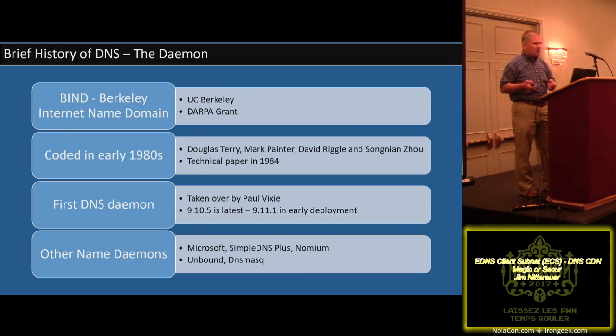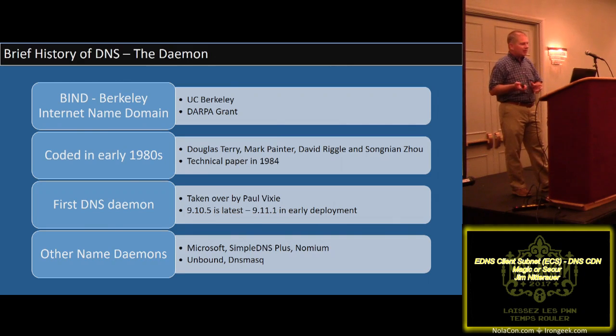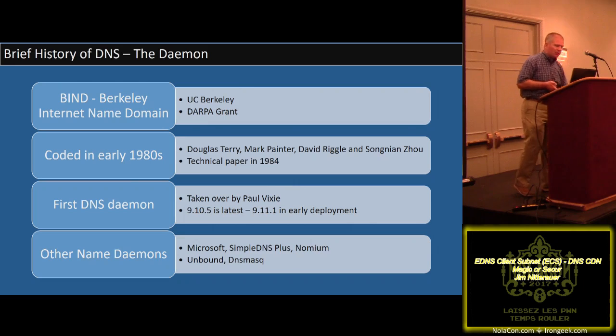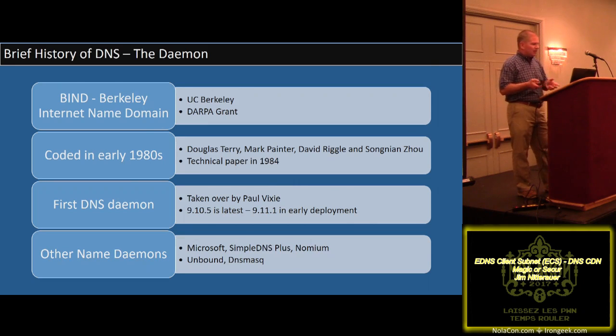About 1985, Paul Vixie and ISC took over production of Bind, ran that as part of their contribution to the network community. And that company, ISC, still manages that particular daemon. And Paul Vixie doesn't work for them anymore. He works for Farsight Security. The first internet daemon was Bind, but there are other ones that are in place now.